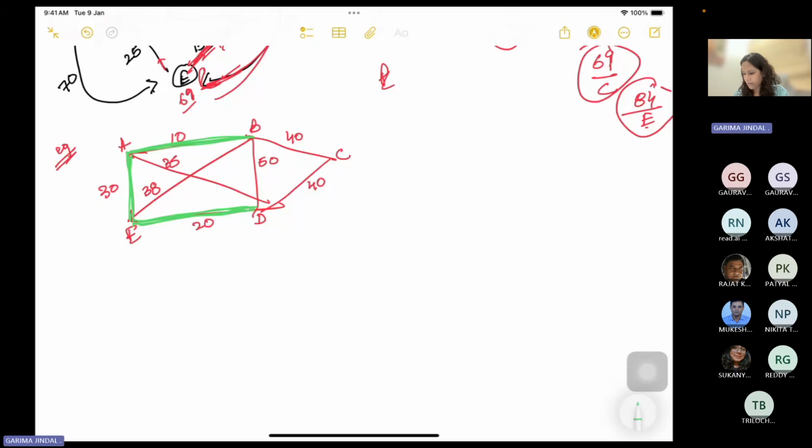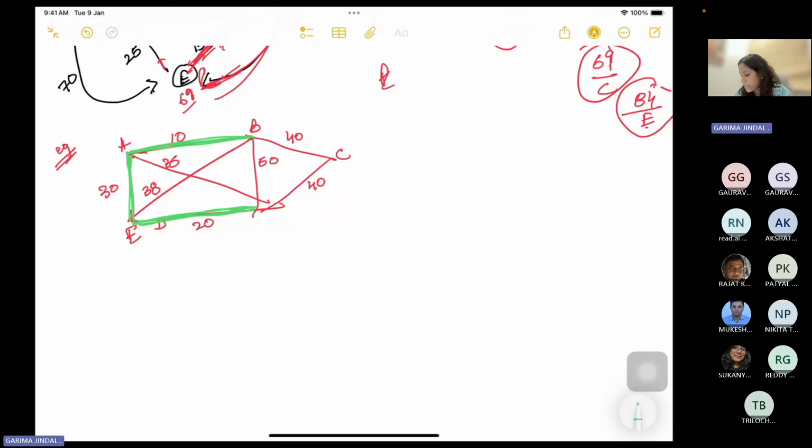Next, which is the next smallest edge? AD. Okay. So now if I add AD, there will be this cycle. But a spanning tree does not have cycles. So we will skip AD. We will not put AD in the spanning tree. After that, we will see which is the next smallest edge.